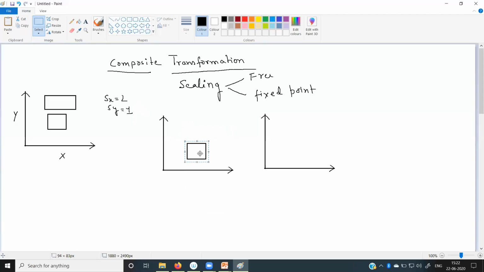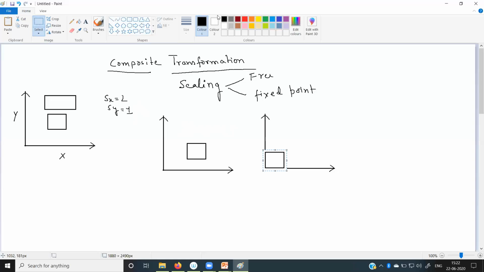So what we have to do is move it. This was the original position of the square. Now we have to move this square to the origin. That means the point based on which we want to perform the scaling operation, the point which we want to keep fixed, that point we need to move to the origin.